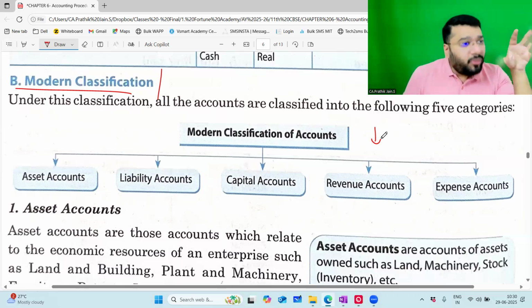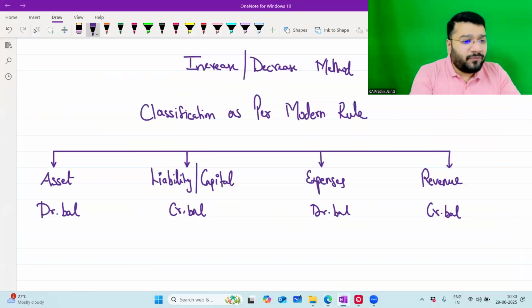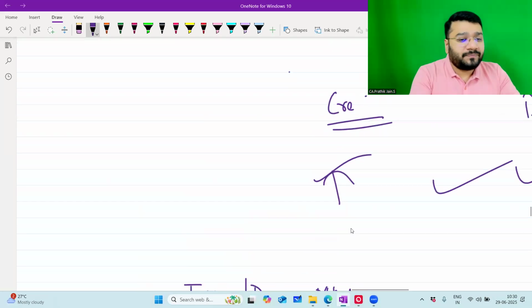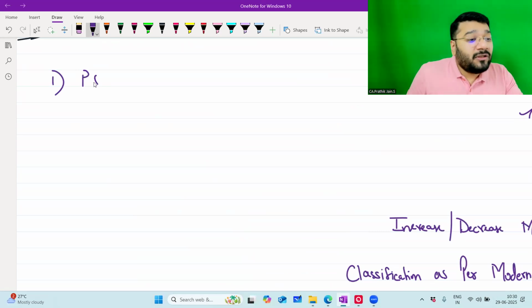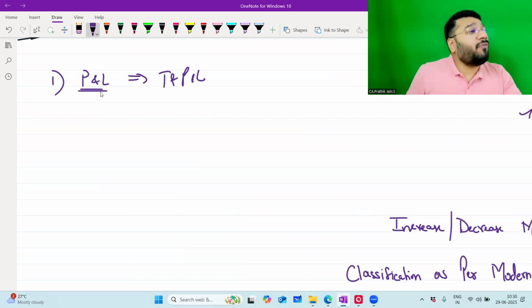Now, how they derived the concept of the Modern Rule, I'll tell you. Please tell me, what is the ultimate purpose of preparing accounts? What are the two primary motives of preparing accounts? To know the profit and loss of the business, right? To evaluate the profit and loss of the business. And this is measured by preparing a document called the Trading and P&L Account. I want to know the profit and loss of my business.